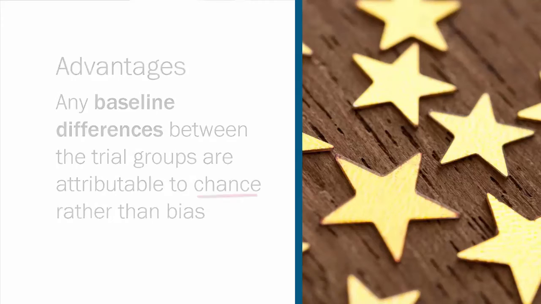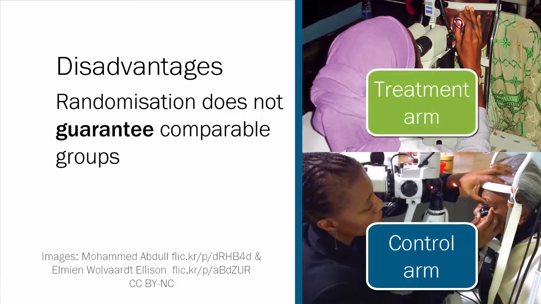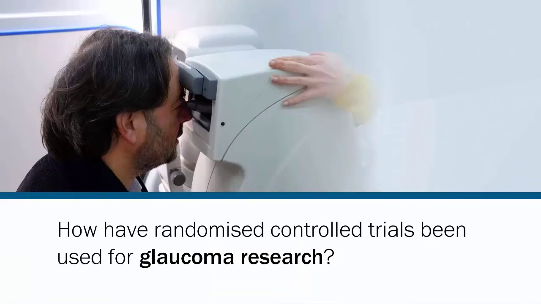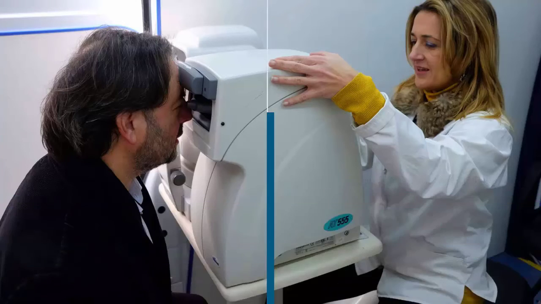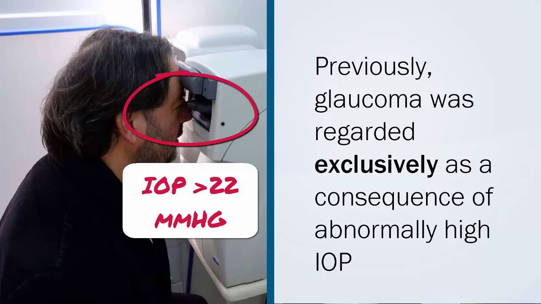Disadvantages. Unfortunately, randomization does not guarantee comparable groups, as differences between the arms may arise by chance. How have randomized controlled trials been used for glaucoma research? Previously, glaucoma was regarded exclusively as a consequence of abnormally high intraocular pressure.